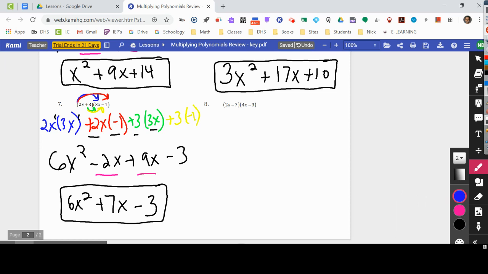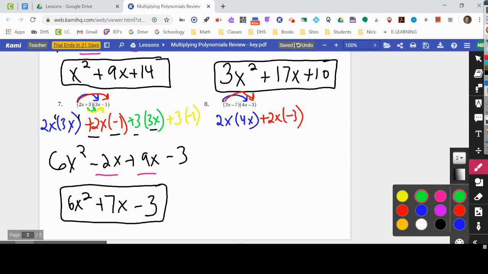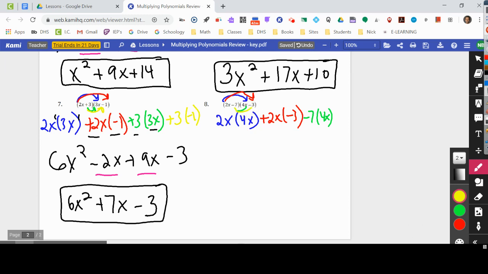All right, so we get the last one here, number 8. We got 2x minus 7 times 4x minus 3. Again, we got our first terms here of 2x times 4x. We have our outside terms, 2x times a negative 3. We have our inside terms of a negative 7 times a 4x. And we have our last terms. Be careful, we have a negative 7 times a negative 3.